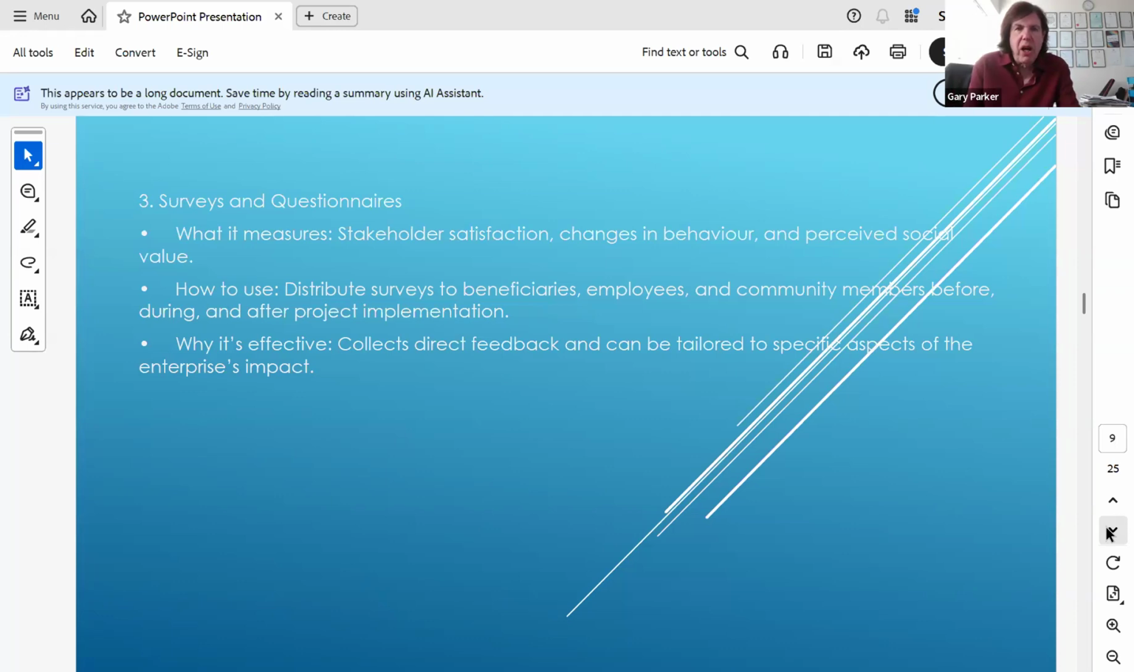Why it's effective? Because it collects direct feedback and can be tailored to specific aspects of the enterprise's impact. It depends obviously on how often you're able to distribute these surveys. So you need to think about that before the project starts.